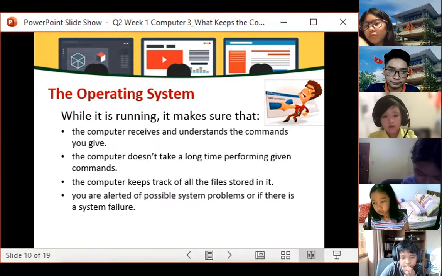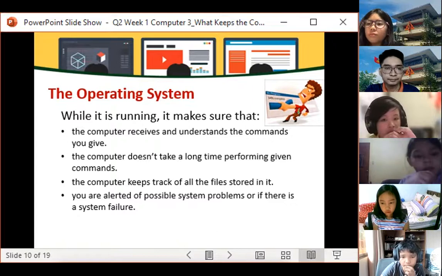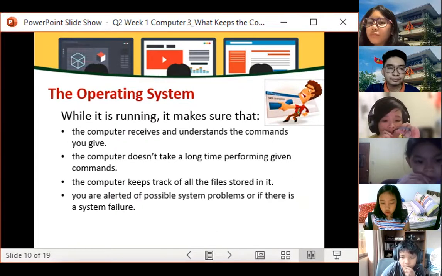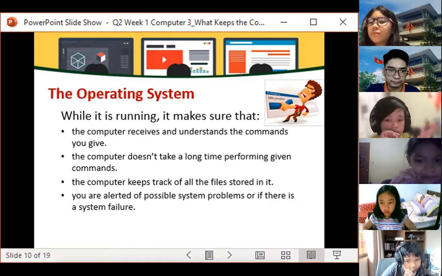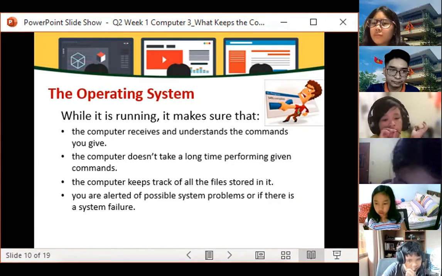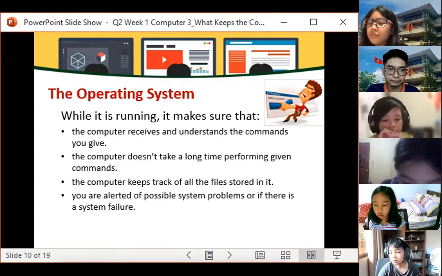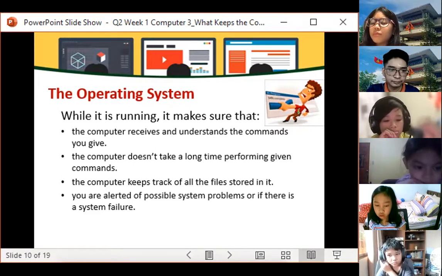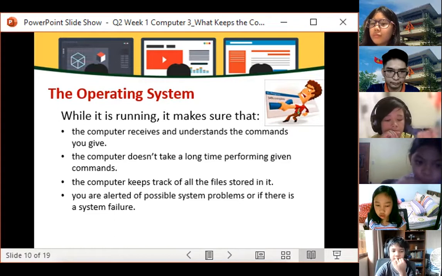The computer receives and understands the commands you give. The computer doesn't take a long time performing given commands. The computer keeps track of all the files stored in it. You are alerted of possibilities, systems, problems, or if there is a system failure.